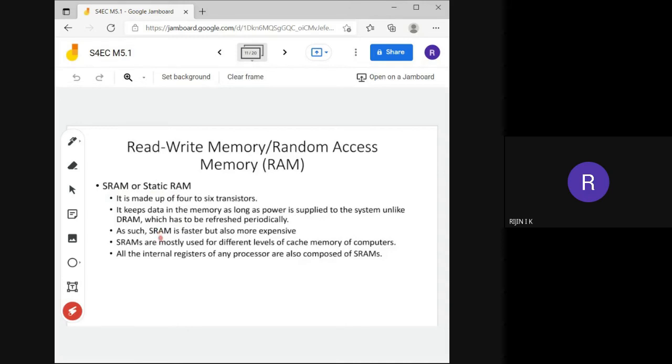Okay, and also compared to the other, that means dynamic RAM, SRAM is fast but it is expensive. SRAM is mostly used for different levels of cache memory of our computer. Cache memory and all we will discuss in the coming lectures. So for using cache memory we will use SRAM. SRAM is used in cache memory.